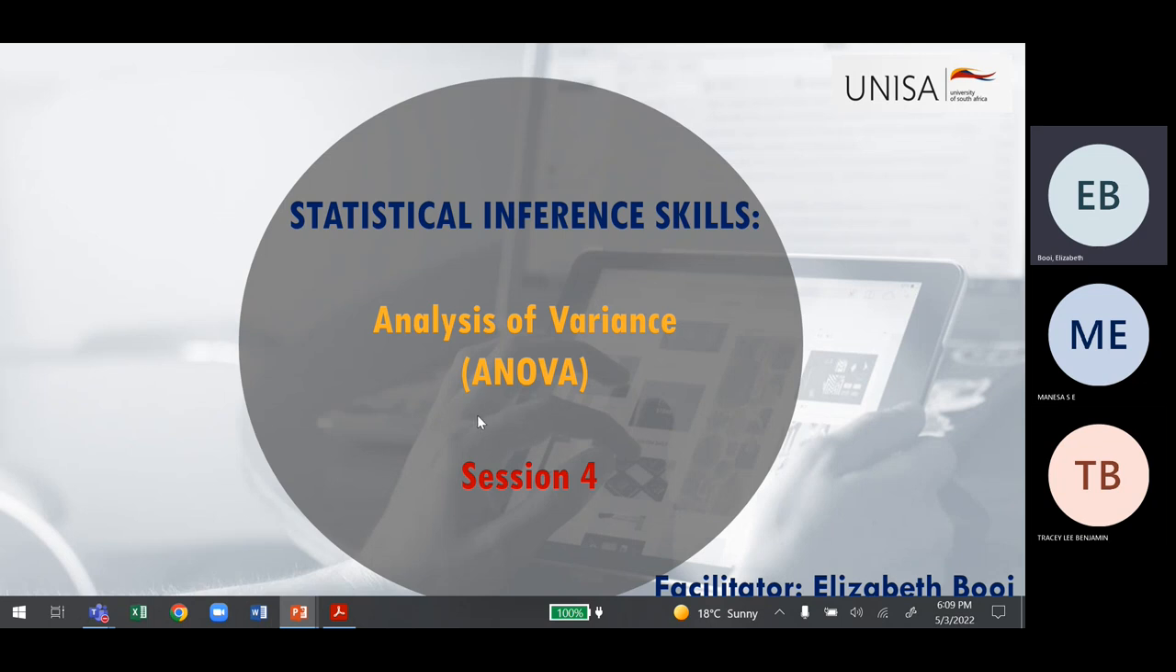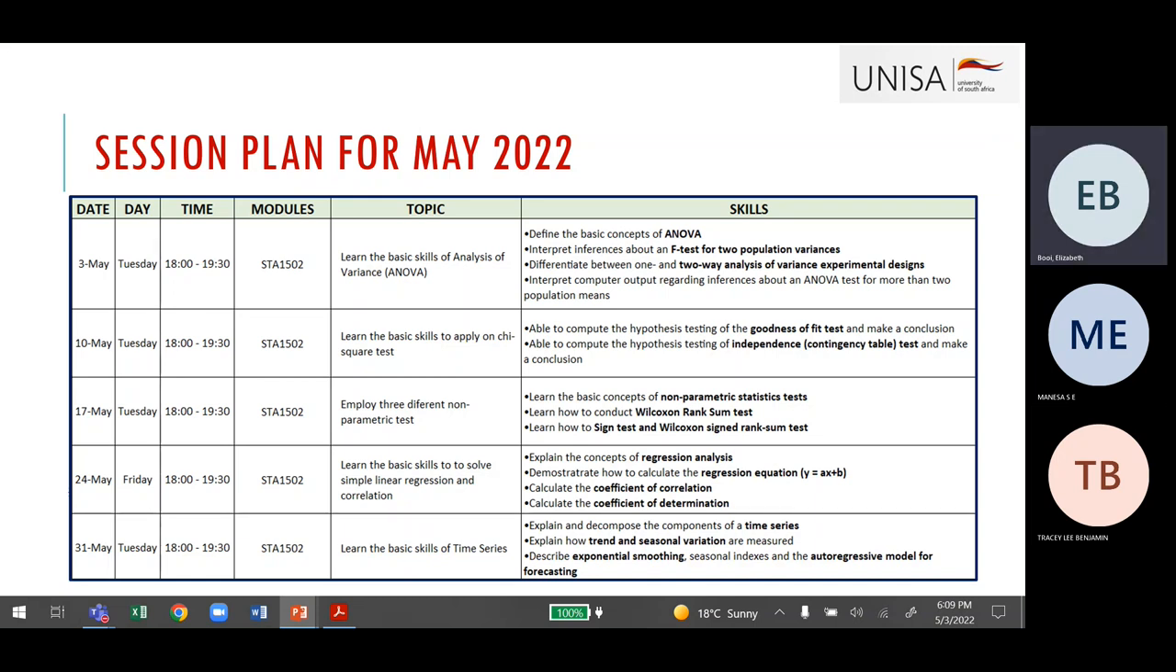Okay, so let's look at our session plan for the next couple of weeks. Today we're looking at ANOVA. I've taken out the F-test for two population variances. We can do that at a later stage. We're only going to concentrate on the ANOVA analysis today. And then the following week, we're going to look at the chi-square test, and then the non-parametric tests, the three non-parametric tests. And then we'll look at linear regression, and lastly the time series. So if we have enough time, then we can go back to the F-test for two populations. Okay, so that is the schedule for this month.